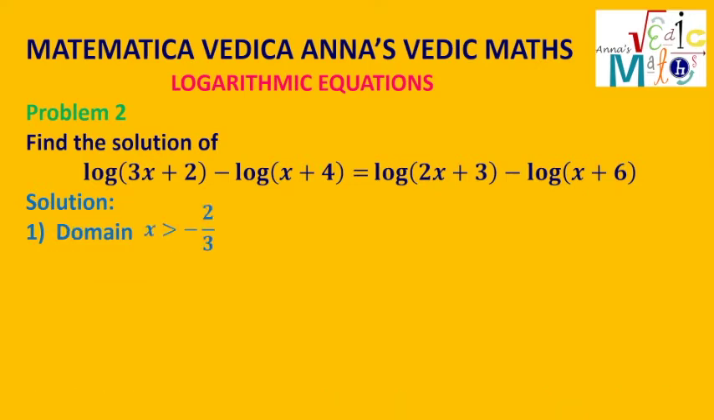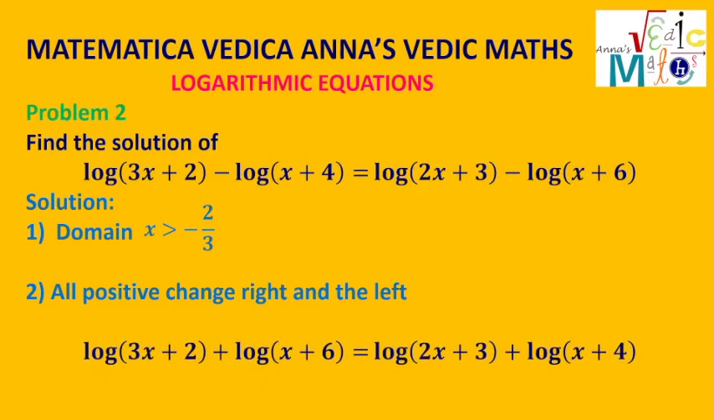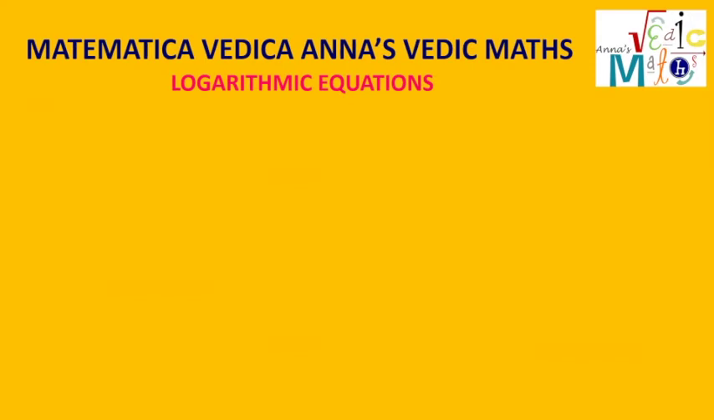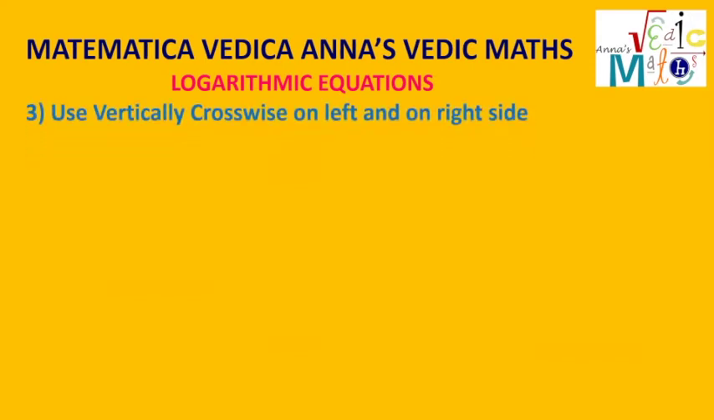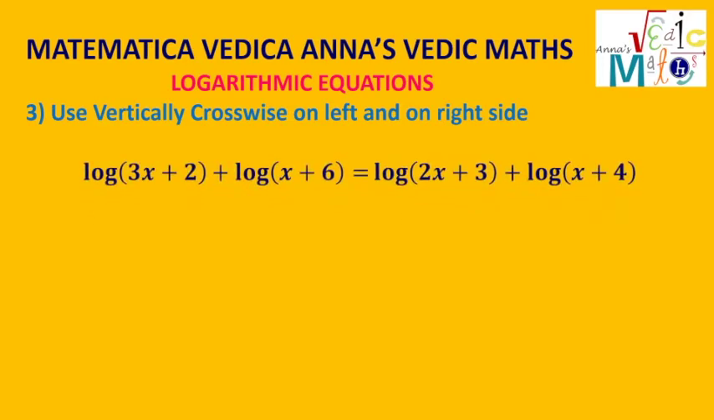In step 2, we rearrange the equation in order to have all positive on the left side and all positive on the right side. So we have the equation in this form. In step 3, we use vertically and crosswise on the argument of the left side and the argument of the right side. We write the arguments of the first part one behind the other, and we do the same on the right side.